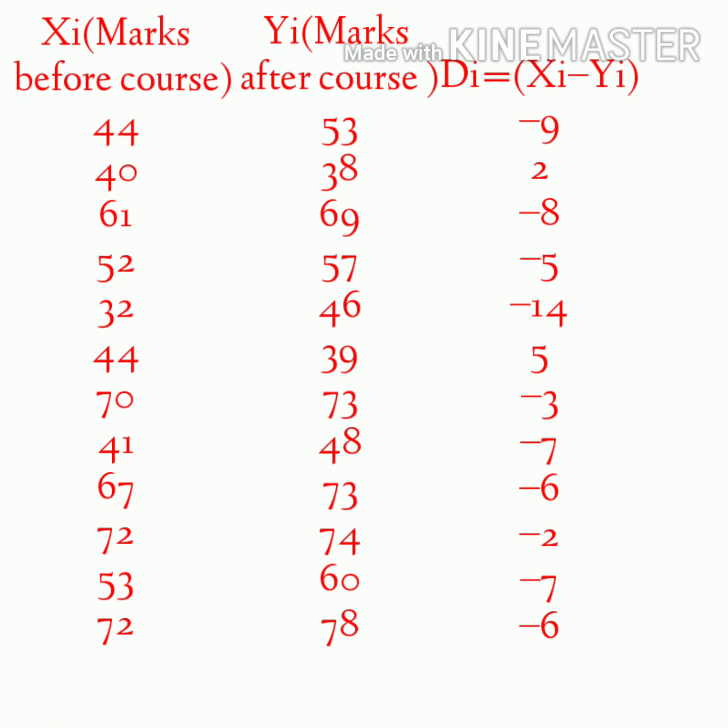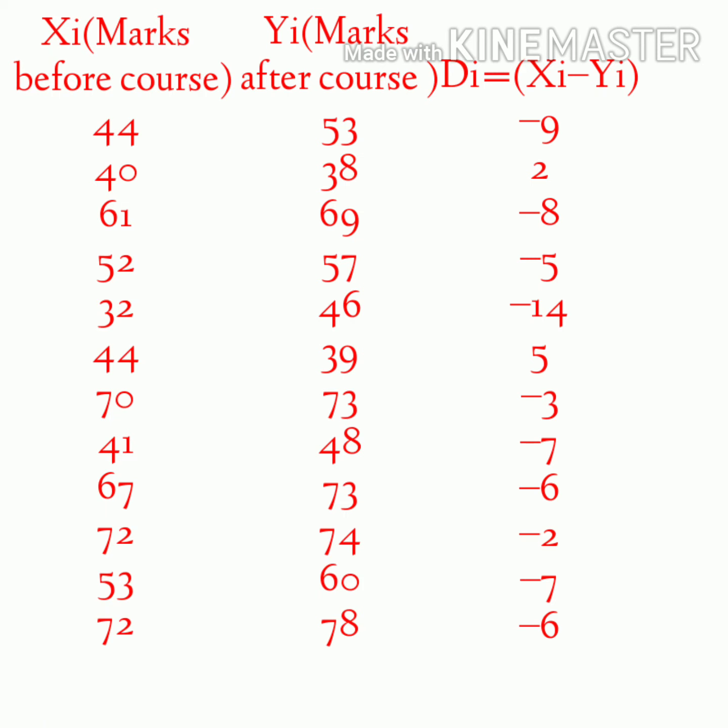So under this column we get 44 minus 53 equal to minus 9, 40 minus 38 equal to 2, 61 minus 69 equal to minus 8, 52 minus 57 equal to minus 5, 32 minus 46 equal to minus 14, then 44 minus 39 equal to 5, then 70 minus 73 equal to minus 3, then 41 minus 48 equal to minus 7, then 67 minus 73 equal to minus 6, then 72 minus 74 equal to minus 2, 53 minus 60 equal to minus 7, and 72 minus 78 equal to minus 6.